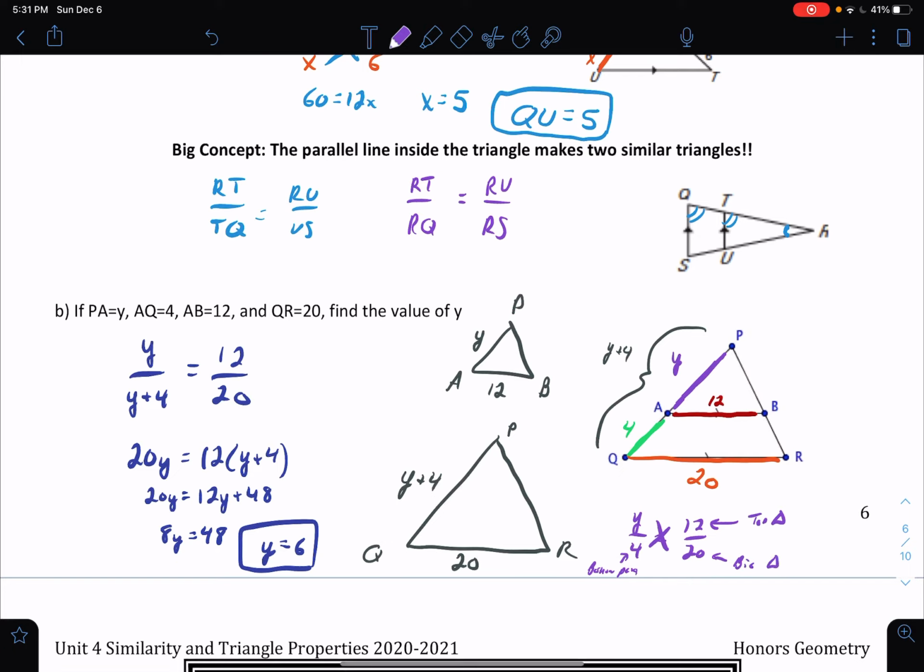All right, so there aren't corresponding parts. Everything's not matching up in our proportion. So this right here is a big no-no. Okay, that's not what we want. So make sure you draw your separate diagram because that's going to help you match parts up.